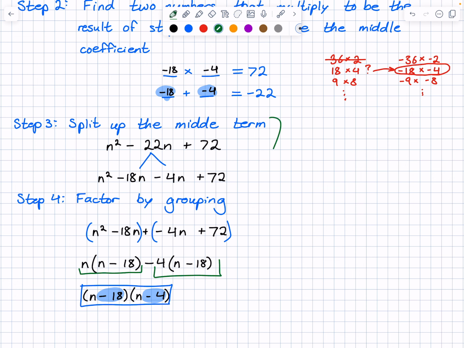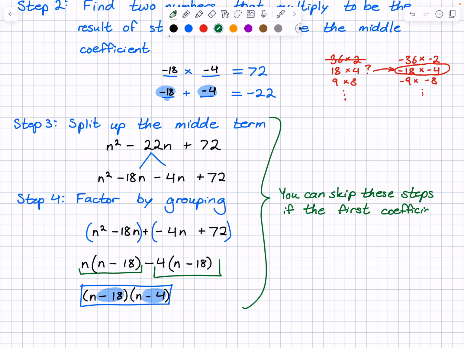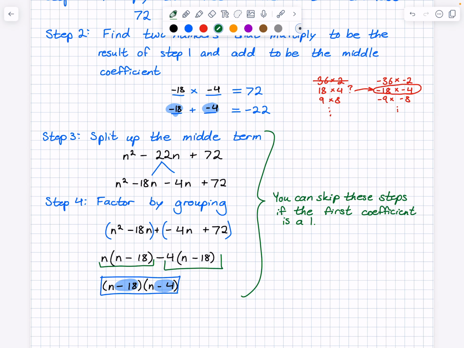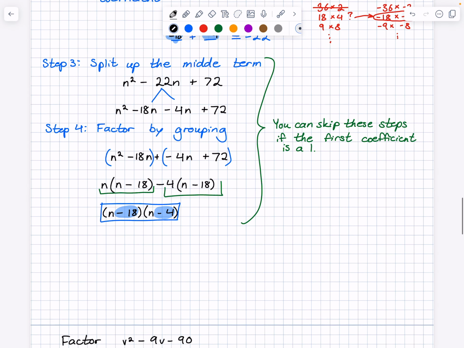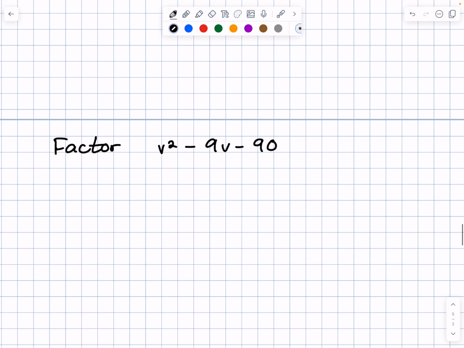Let me write that down. So you can skip these steps if and only if the first coefficient is a 1. Let me do one more example to make sure that you get what I mean. So here's another question. We're going to factor this, and I'm only going to worry about really the first 2 steps. Then I'm just going to write my answer.